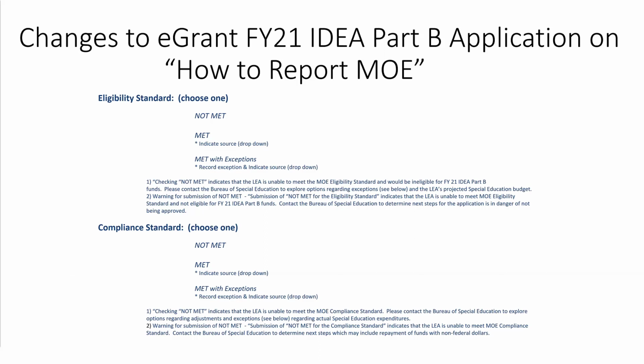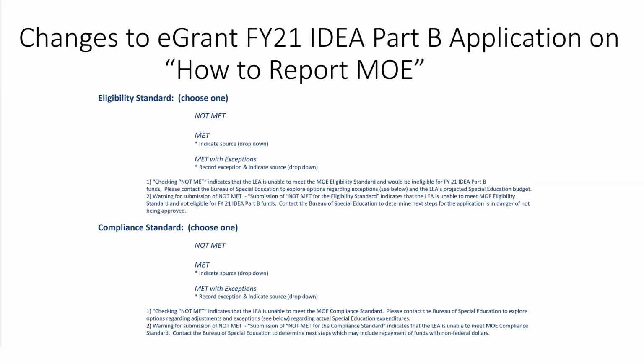You're going to choose not met, met, or met with exceptions. If it's met, you will indicate the source, which is either local to local, combination of state and local, or per capita of each. If it's an exception that you're using as a means by which to meet the standard, you'd record which exception was used: A, B, C, or D.